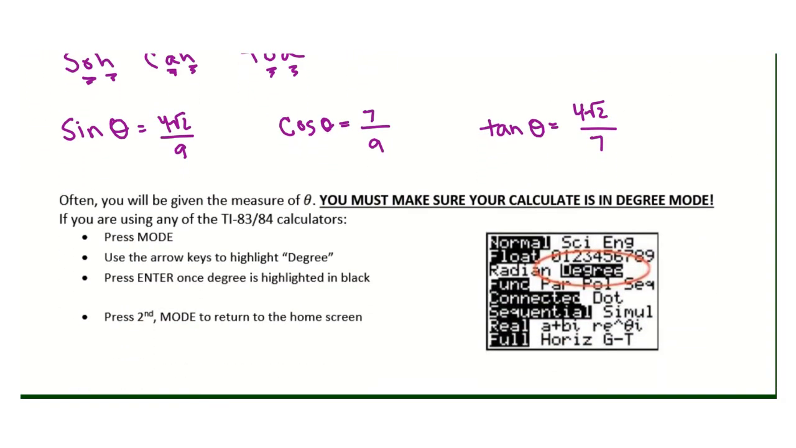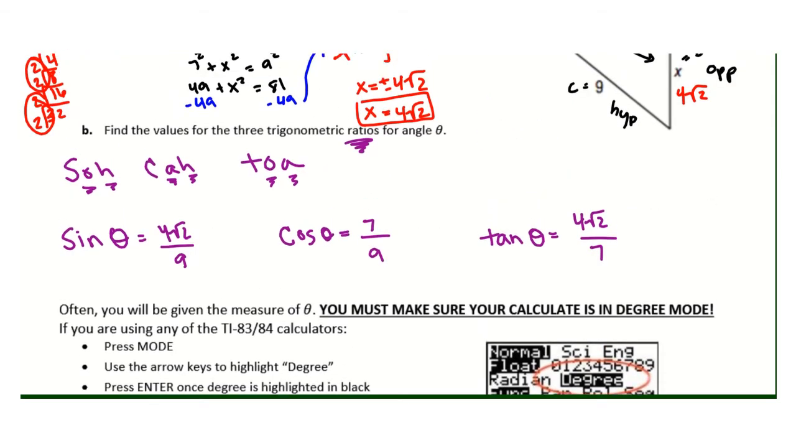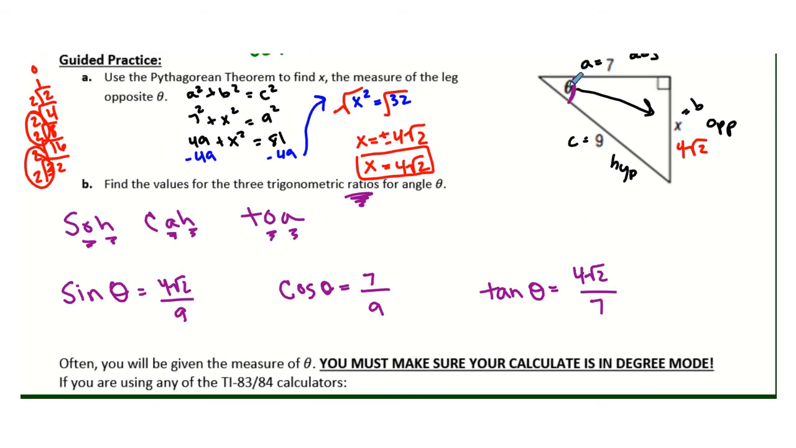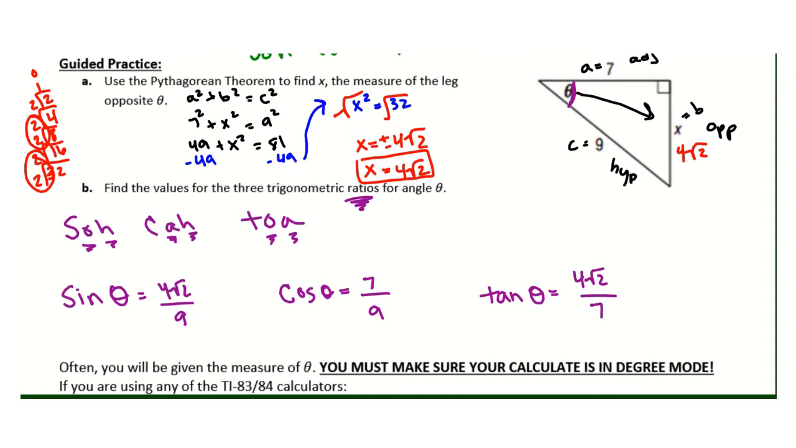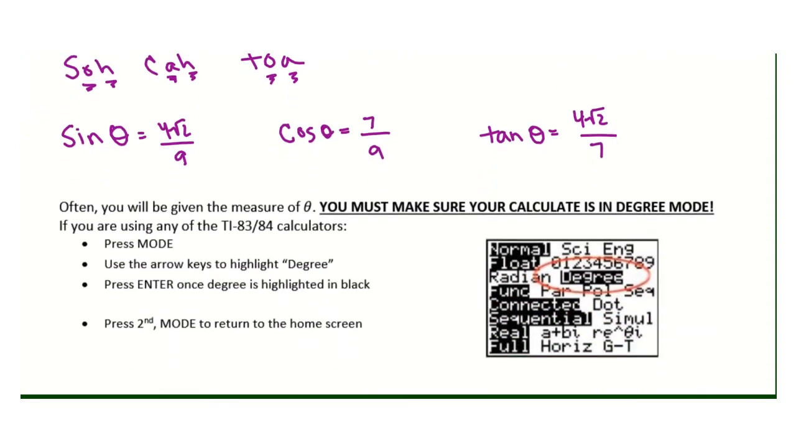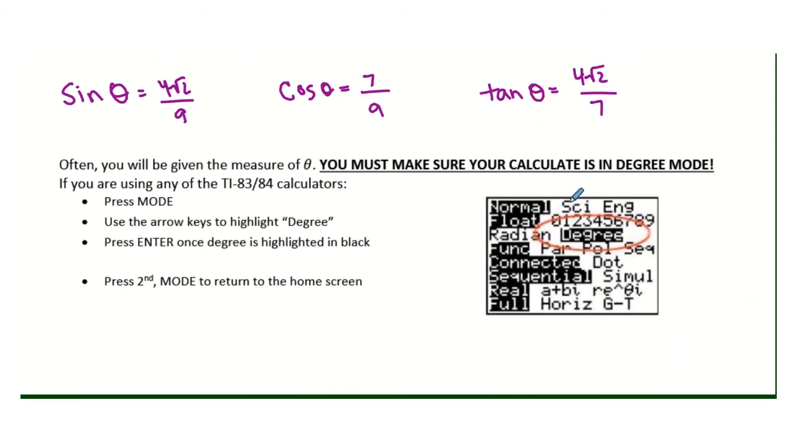Often you will be given a measure of angle theta. So this could be like 30 degrees or 72 degrees or whatever, and we need to calculate that number. To do that, your calculator has to be in degree mode. This is very important.